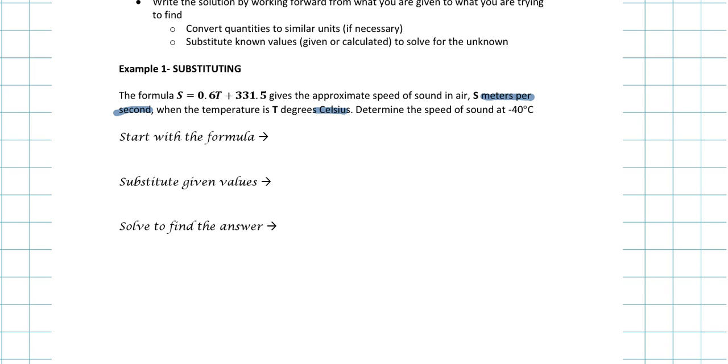What's the formula that's given to you? S equals 0.6t plus 331.5. So that's the formula that's given to me. I'm going to start with that.